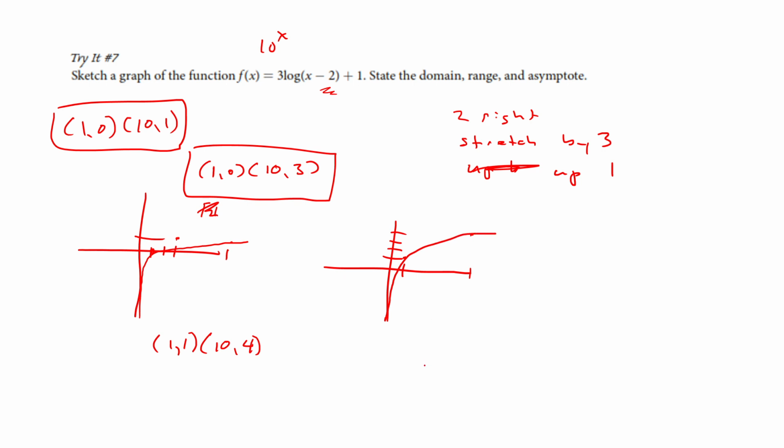And there'd be my new one. Okay, domain. What is my domain? So I need x minus 2 to be greater than 0. So x must be greater than 2. Now I wasn't even, so I shifted 2 to the right, so I could have just thought it through. But if you're ever unsure, that's got to be greater than 0, so I'm going 2 to infinity.